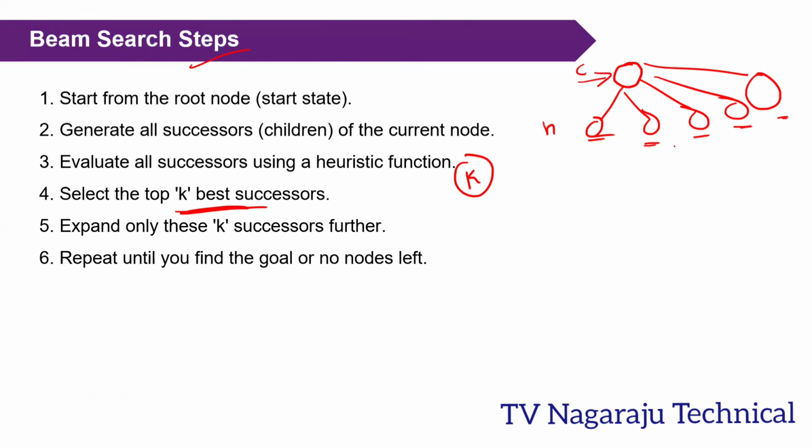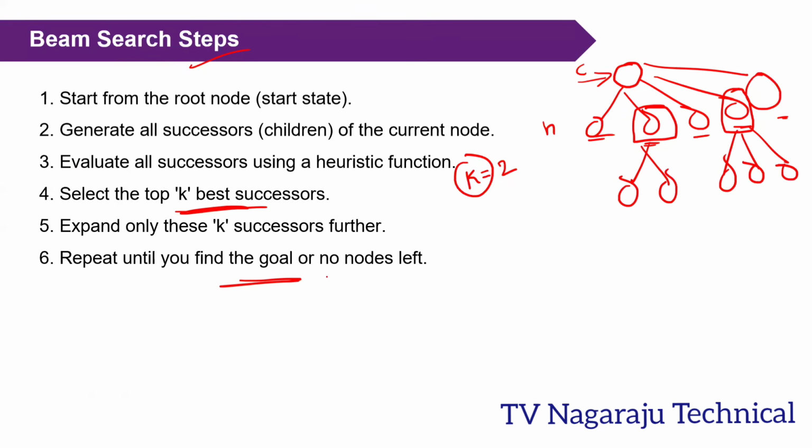Among all the successors, select my k successors. For example, my k is equal to 2. Assume this is one node and this is one node; those are the best two nodes. Now, what happens? Expand only these k successors. This process is repeated until your goal node is found, or no nodes are left.